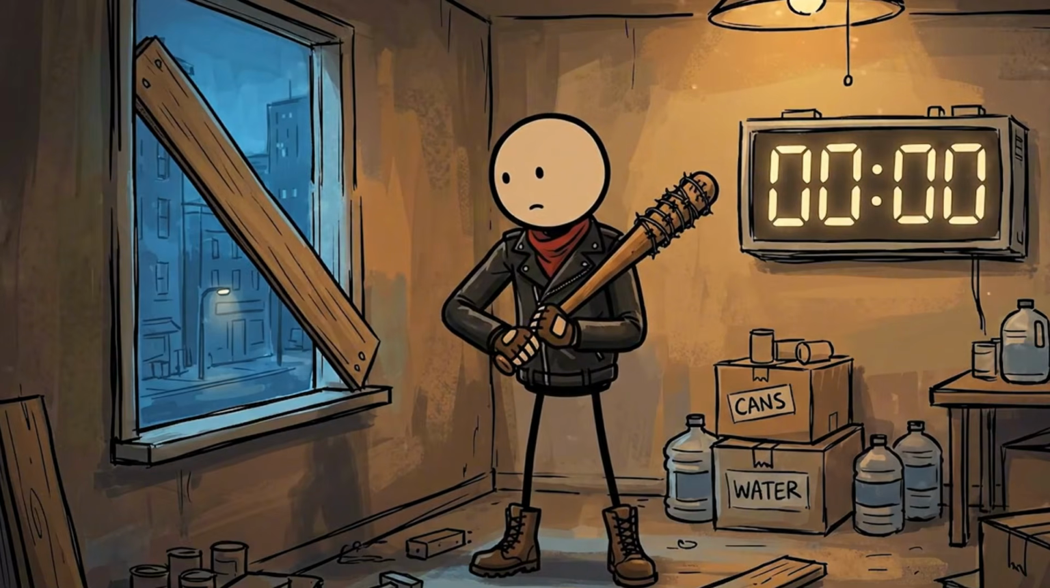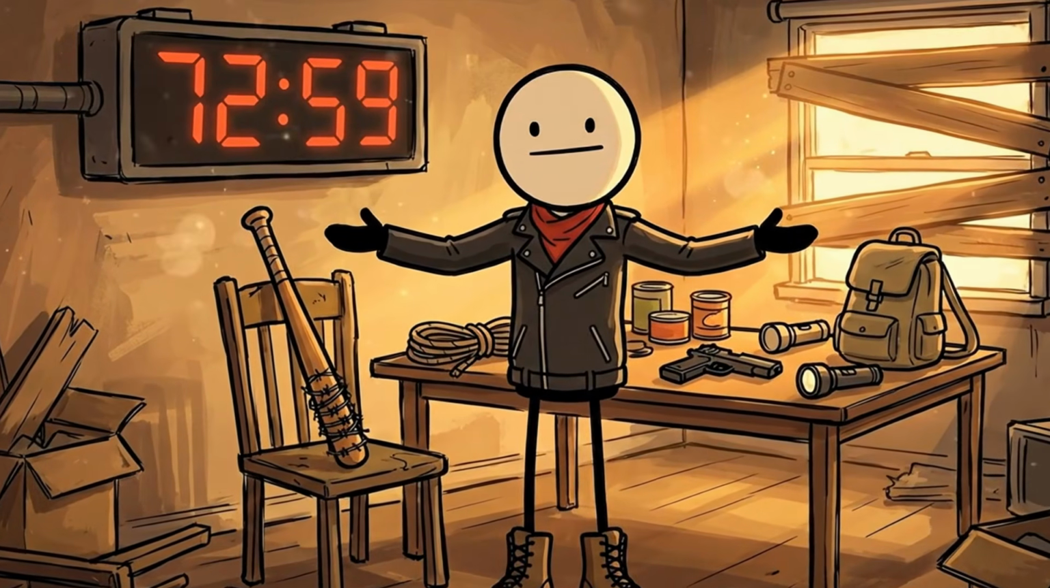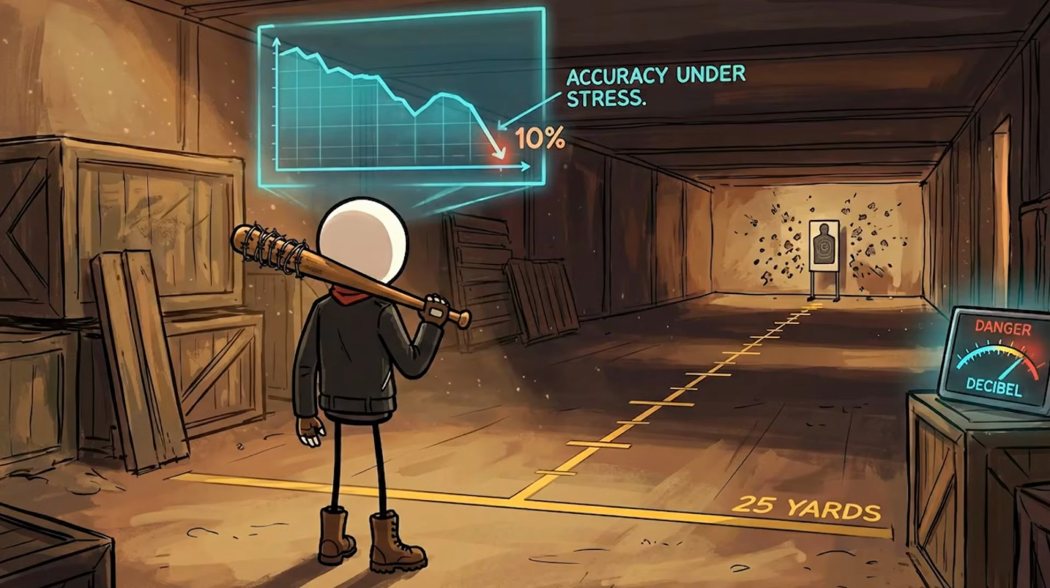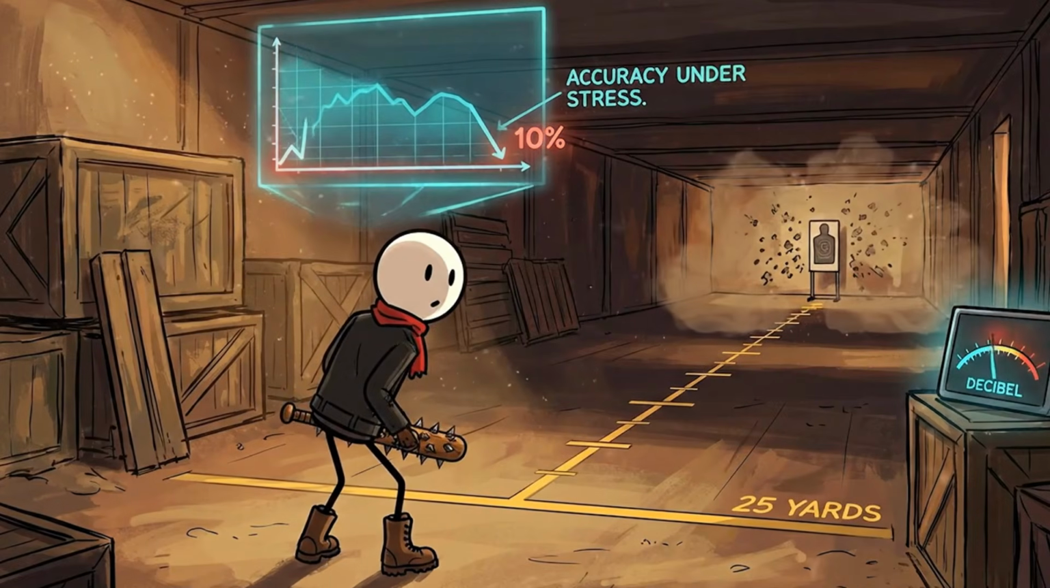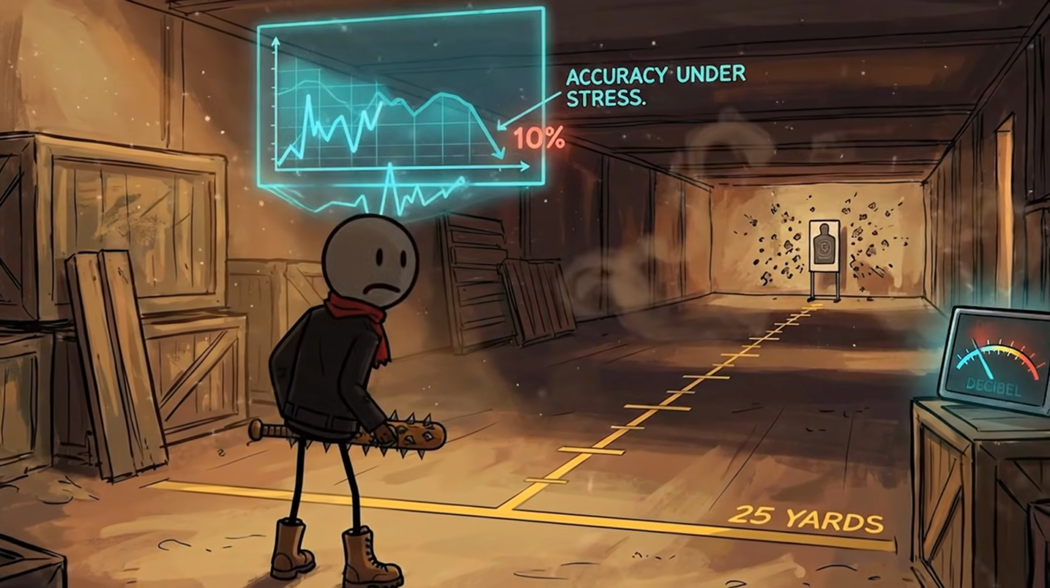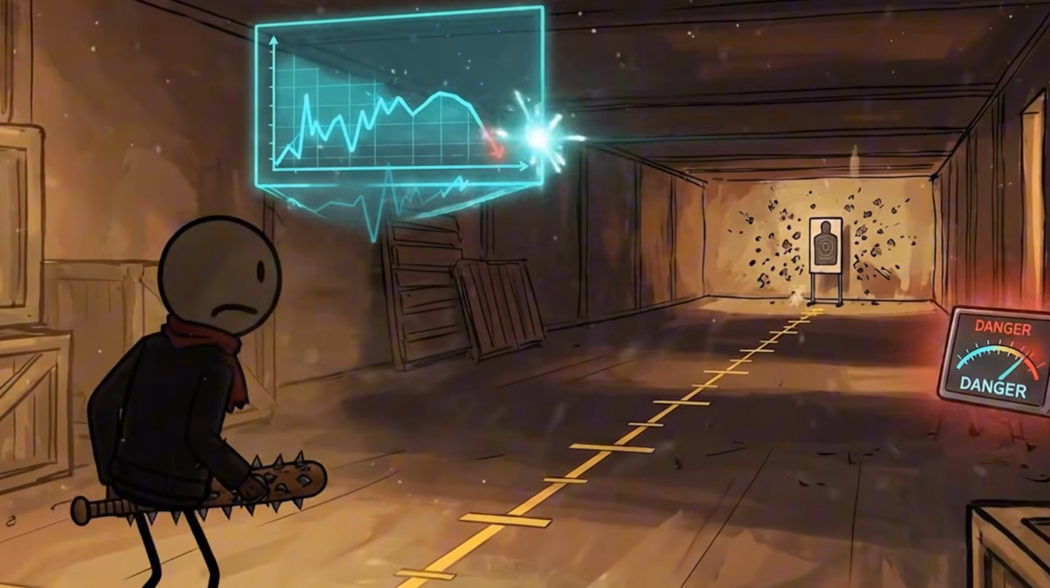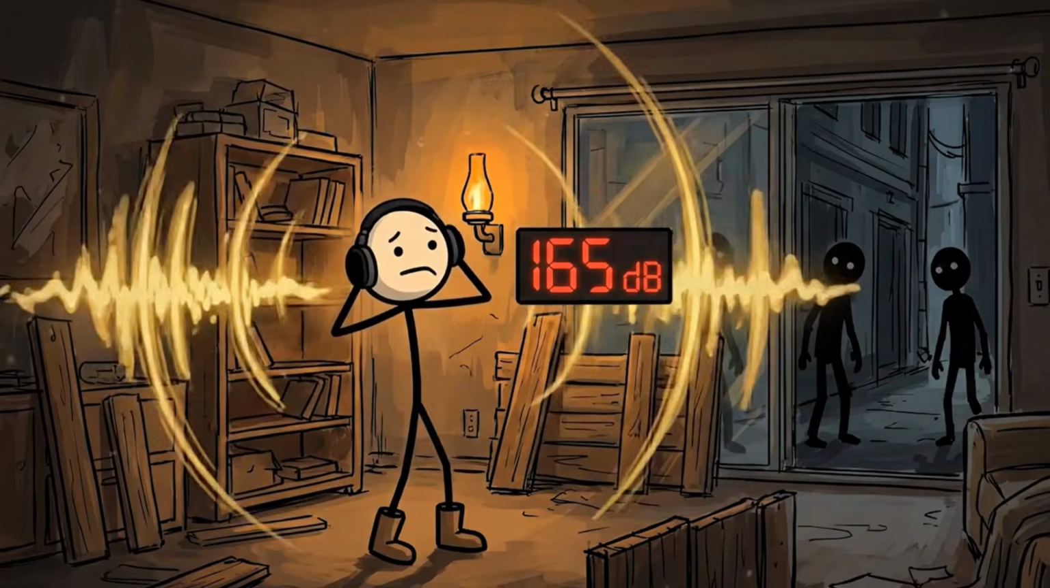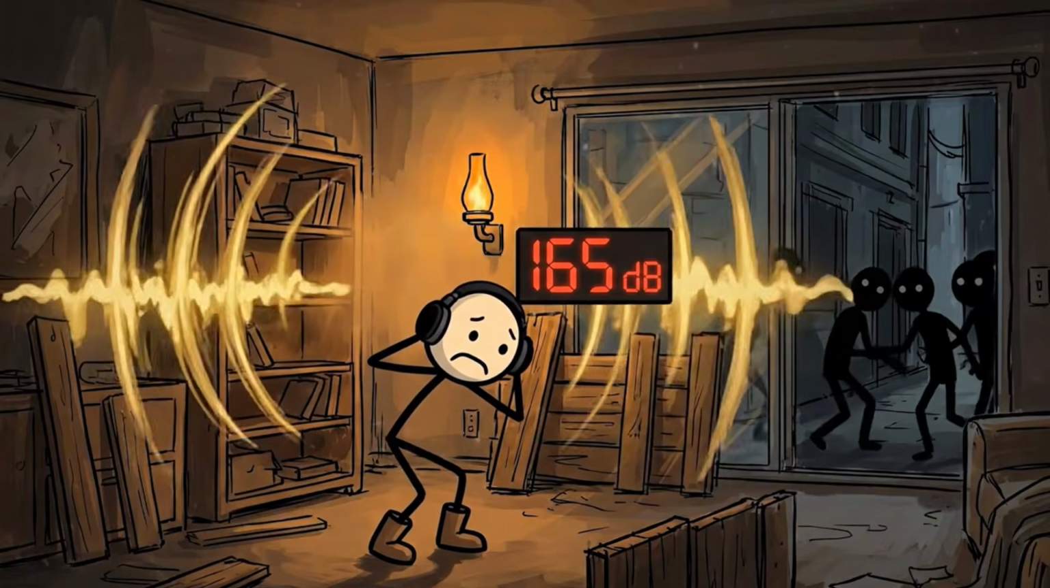Now pay attention to this. The popular assumption is firearms are the primary survival tool. FBI data shows trained law enforcement officers achieve below 10% headshot accuracy beyond 25 yards under stress conditions. Untrained civilians perform significantly worse.